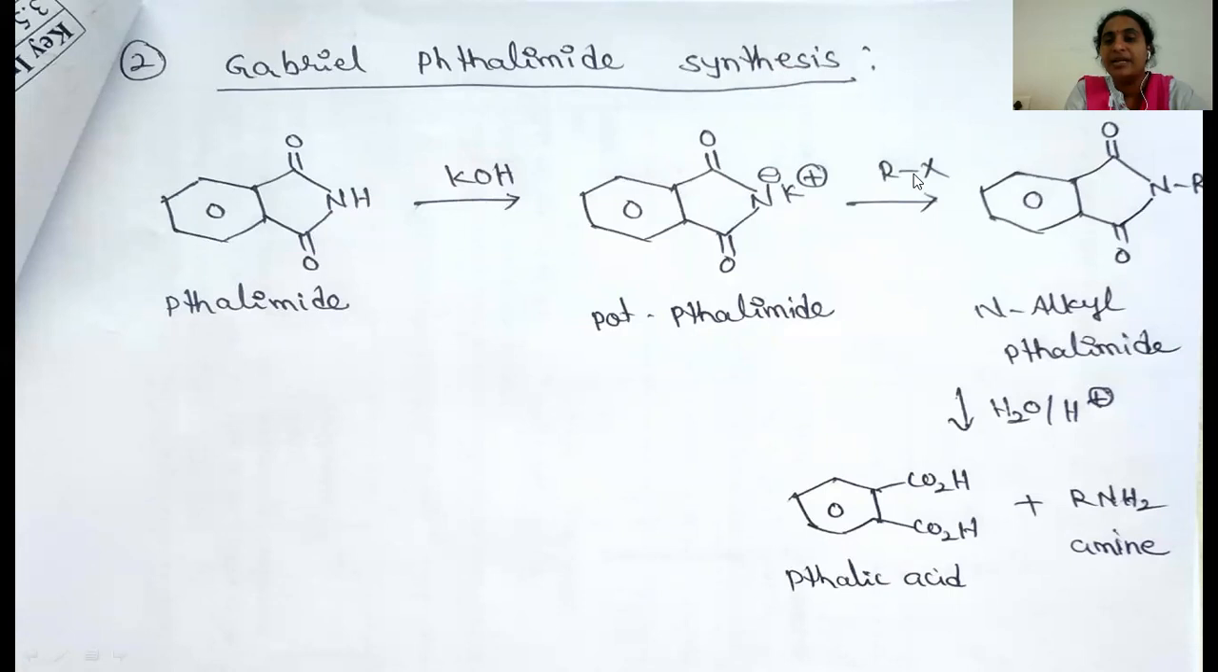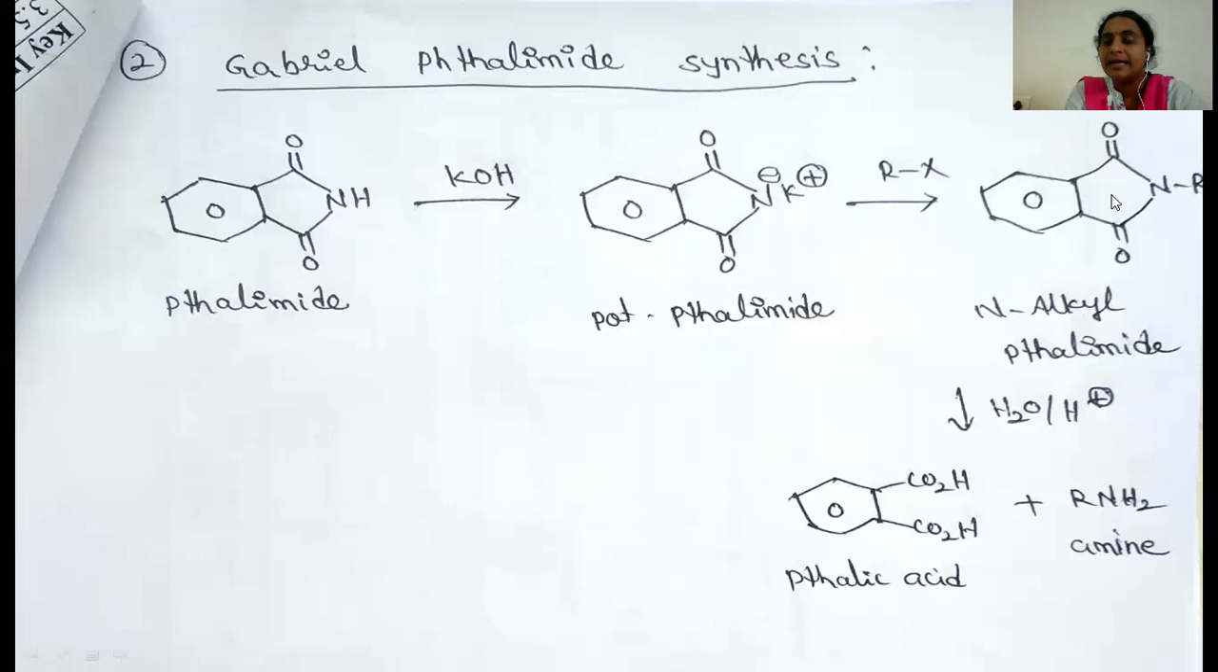Now when this compound reacts with the alkyl halide, in this alkyl halide R will get a plus charge, whereas the halogen will get a minus charge. So here the nitrogen, which has the minus charge, has one lone pair of electrons which can donate electrons to the R group. Simultaneously this X liberates as X minus. This X minus and K plus liberate as KX. And here this alkyl group is substituted at the nitrogen and produces the N-alkyl phthalimide.